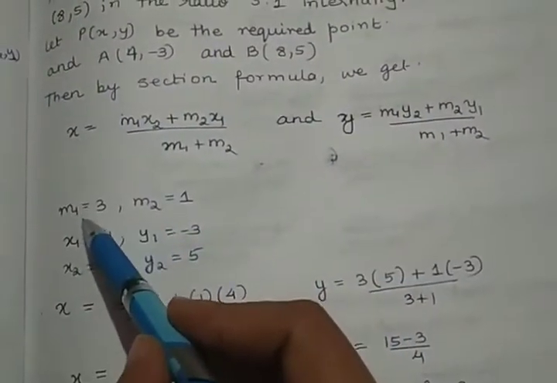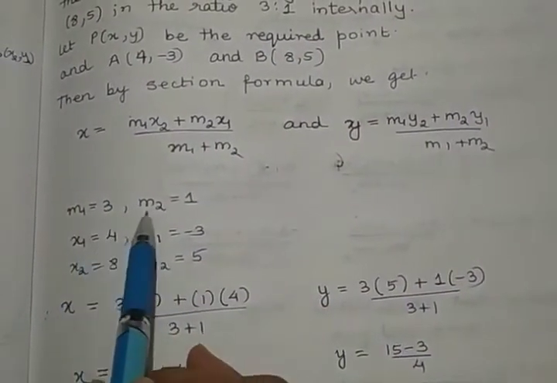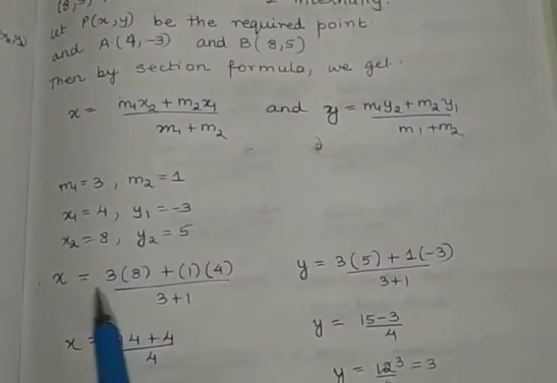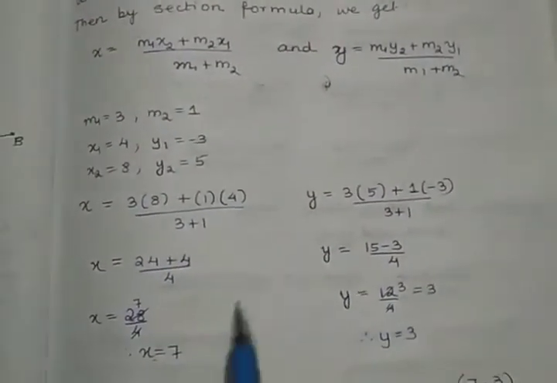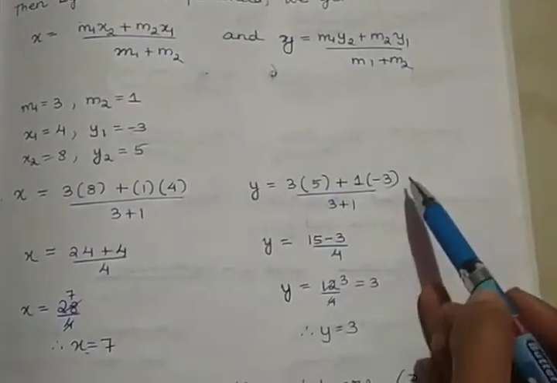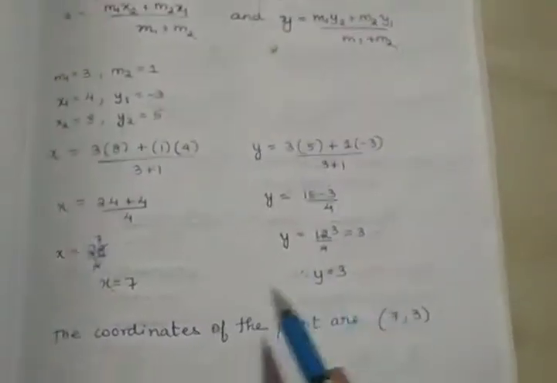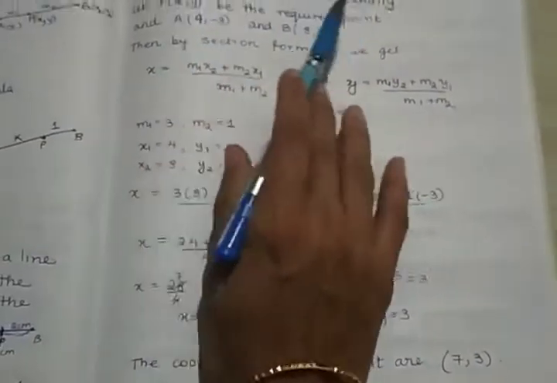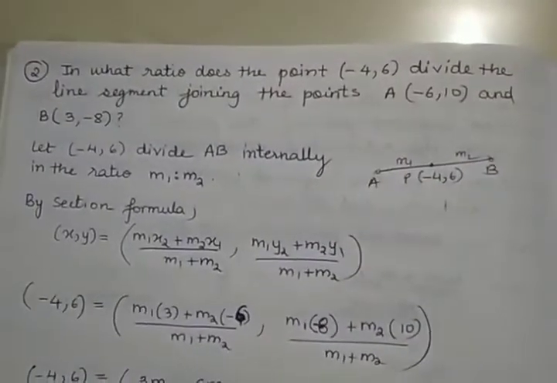The ratio is 3:1, so m1 is 3 and m2 is 1. If you substitute the values, then on solving you get x as 7, and upon substituting all the values in y, you get y is equal to 3. So the coordinates of the point P, which divides the line segment, are (7, 3).